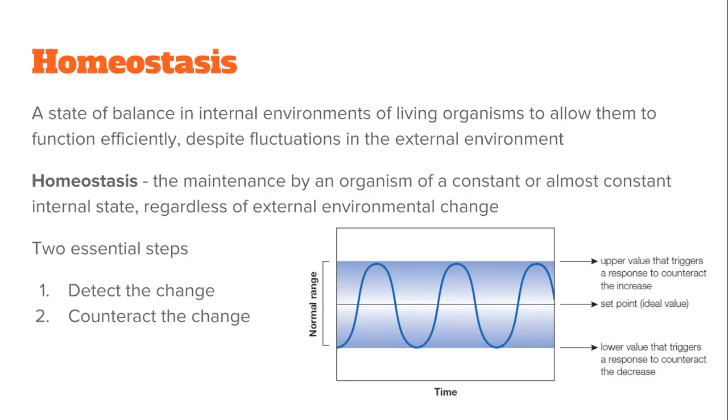This happens in 2 essential steps. It happens by our body being able to detect the change, and then the second step is that our body has to try and counteract the change. So if we look here, over time, our body has a normal range, or a set point, in which it functions correctly. At any point in time, our level can be above our set point or below our set point, but it always stays inside this normal range. We're going to look at how our body responds to changes which will take this curve outside of our normal range and how it can counteract those changes.